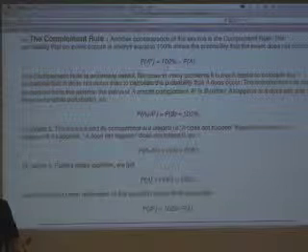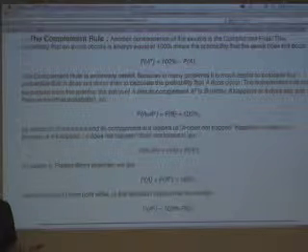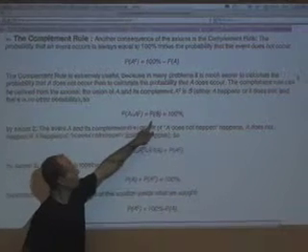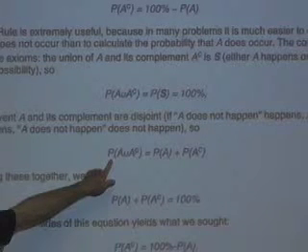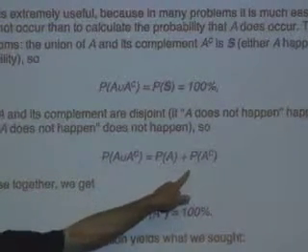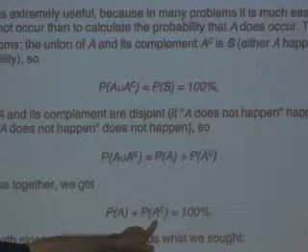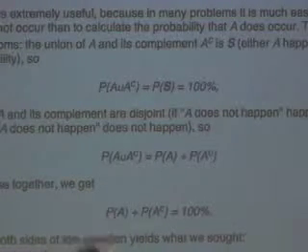Yes? So according to the third axiom, the chance of A union A complement is the chance of A plus the chance of A complement. But A union A complement is S. The chance of A union A complement is the chance of S. That's 100%. But because A and A complement are disjoint, the chance of A union A complement is the chance of A plus the chance of A complement. So what do we have? The chance of A plus the chance of A complement is 100%. Just subtract P of A from both sides. You get the chance of A complement.